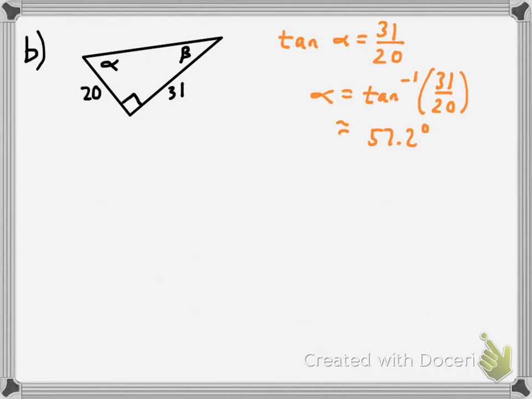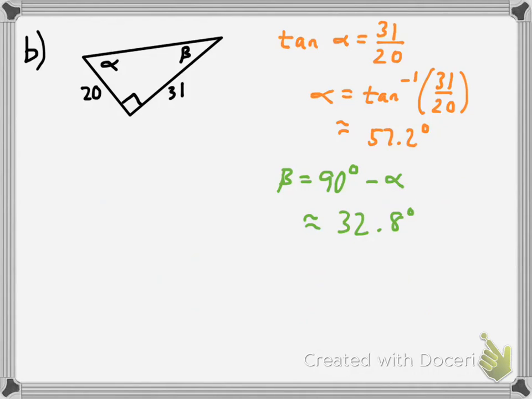All right, and then this time I'm going to use that little shortcut that I mentioned on the last problem in order to find out what beta is. Beta is simply going to equal 90 degrees minus alpha. And that's going to give us 32.8 degrees.